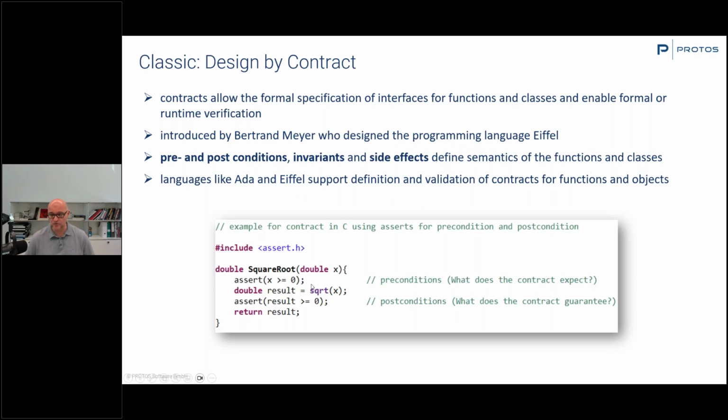Now it's safe to call it because you know it will work. And the post condition is the result needs to be also 0 or bigger than 0. And now you can return the result. What the assert does, that's another question. Does it shut down the program? Does it throw an error?